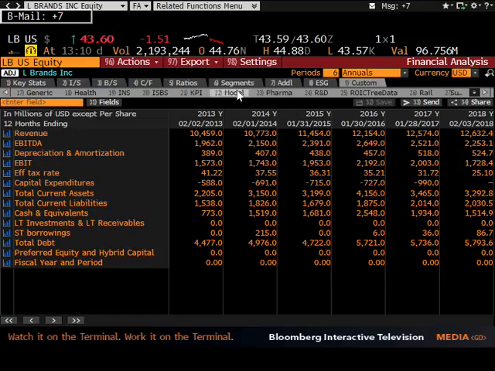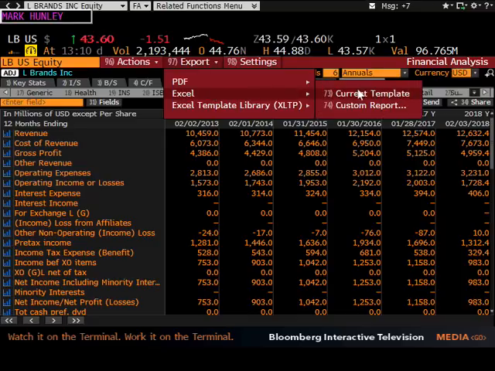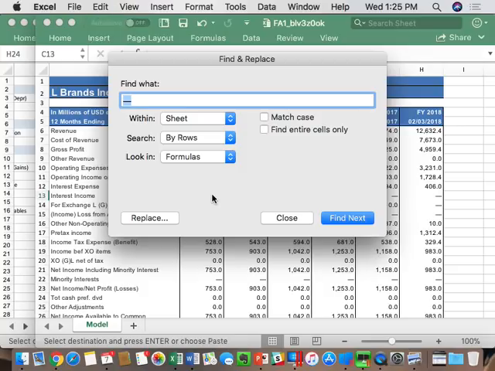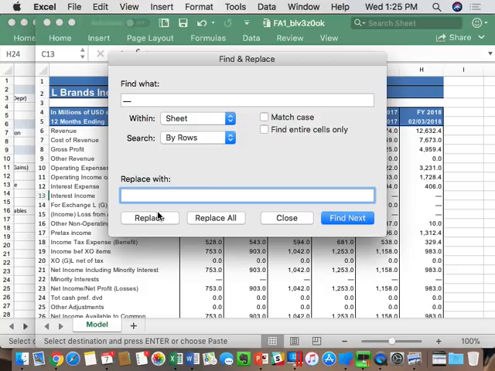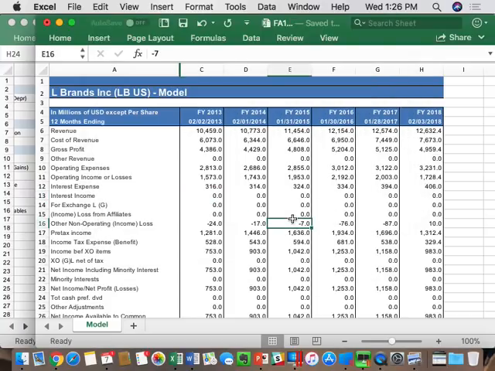But here's the one danger. If they've updated anything in the last week since that press release, then Bloomberg will put the updates in real time. So I always like to do it again. It can't hurt. It's an extra 2 seconds. So basically, here's the data through 2018 that was released. Export, Excel, current template. Then, very important, we can't have dashes. So copy the dashes, find the dashes, replace the dashes with zeros, replace all. So that is the most recent L Brands data from Bloomberg as of today.